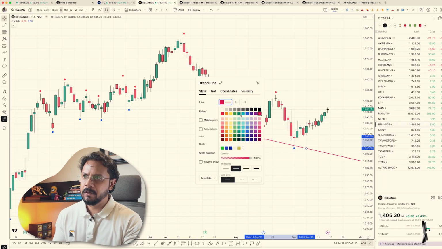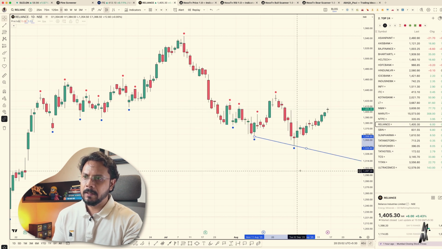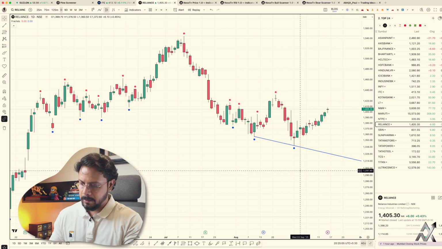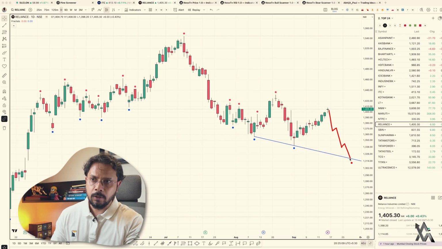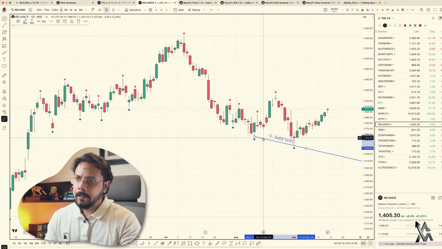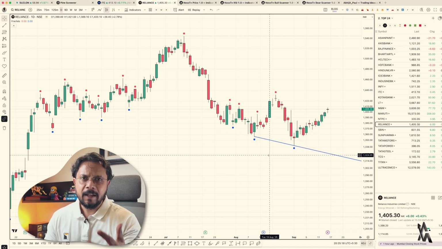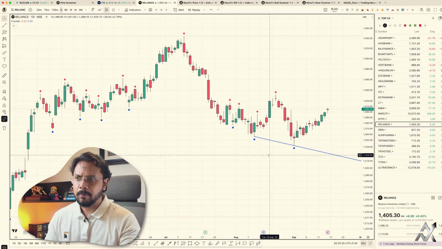So let's say I give it a green color or a blue color so that the color coding will make me understand that this is a support line. This is from where if this stock comes down in the future, I can expect, it's not that it's going to give me, but I can expect some support. Make sense? Now, the concept of trend line needs drawing and redrawing multiple times.